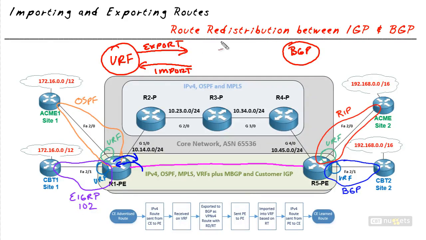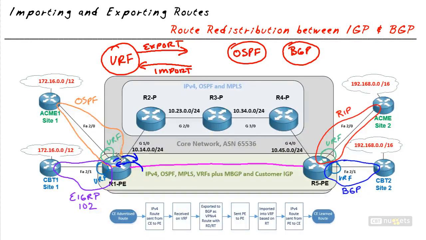If we're running OSPF, we would go to OSPF configuration mode, and we would say, I want to redistribute or pull in all the routes from BGP. And then it will consider all the routes from BGP, and any of those routes that have the route target that matches the import route target, those routes will be brought in to the VRF.